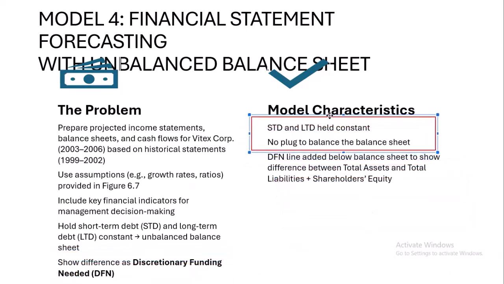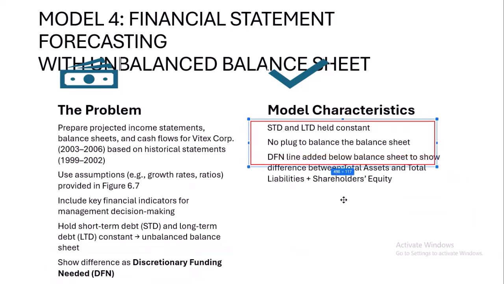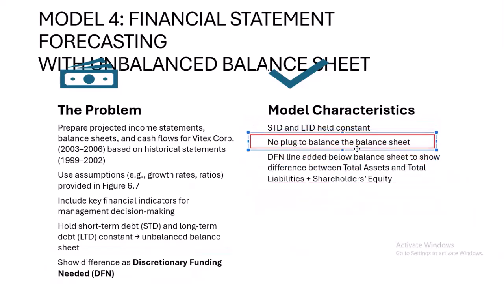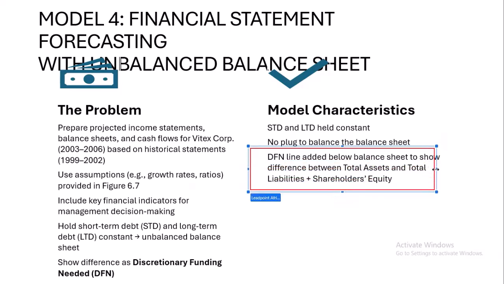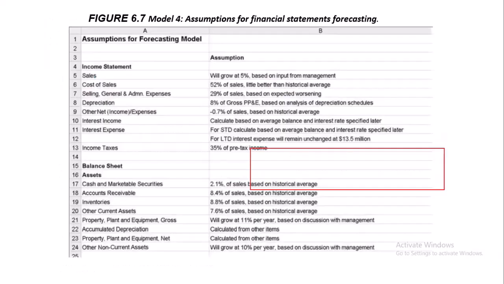Now, what will be the characteristics of this model? Well, long-term debt and short-term debt will be held constant. And at this point, we will not use a plug to balance the balance sheet, because we will eventually get to use a plug. But at this point, we will not really apply that plug, right? And then a discretionary funding line will appear below the balance sheet to show that there isn't any balance yet. Our total assets do not equal our liabilities and shareholders' equity. And this is what it's going to look like.